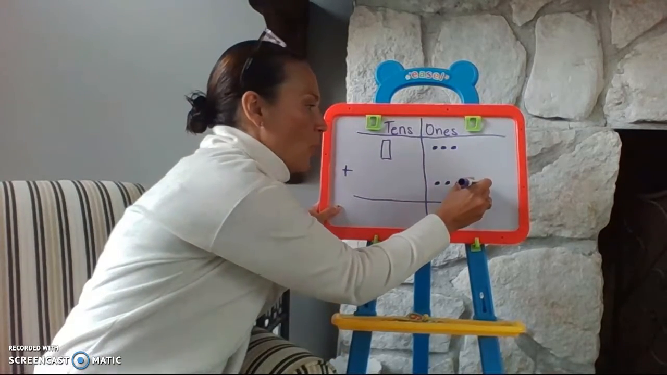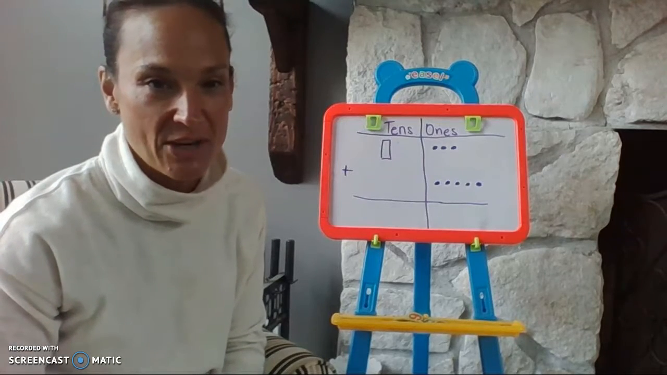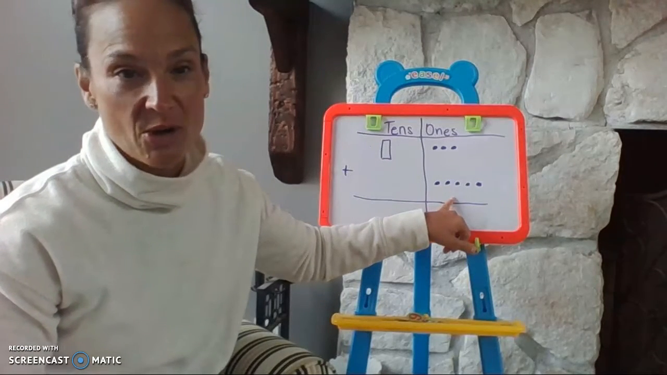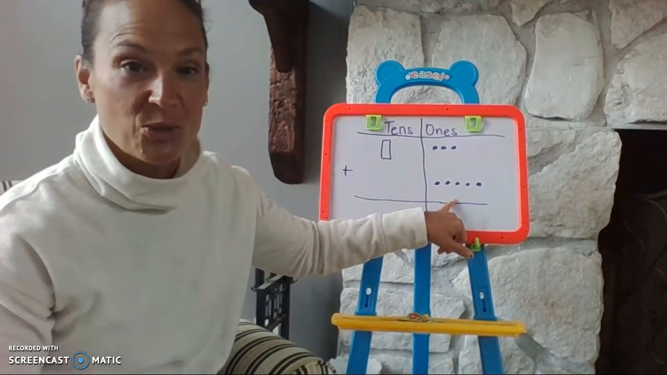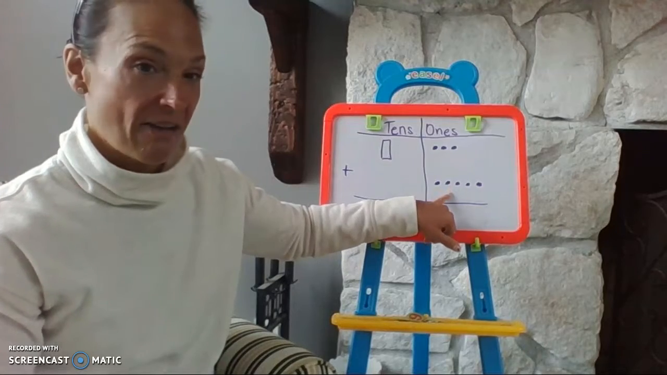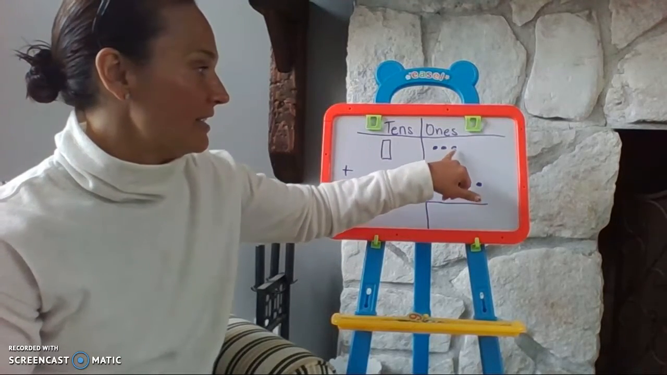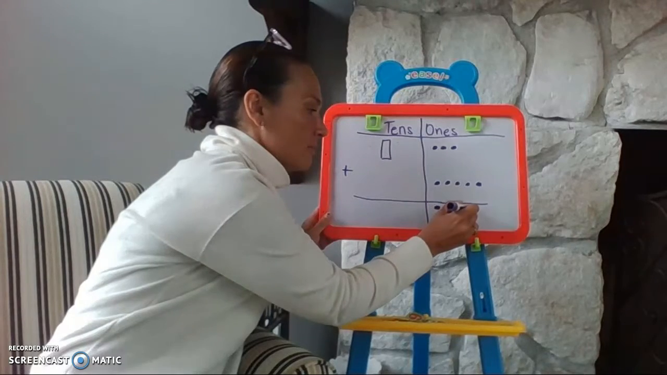And I'm going to add to that 5 ones. Now, when we learned our strategies for addition, we're going to start with our larger number, which is 5, and we are going to count on 3 more. So we say 5, 6, 7, 8. 8 ones.